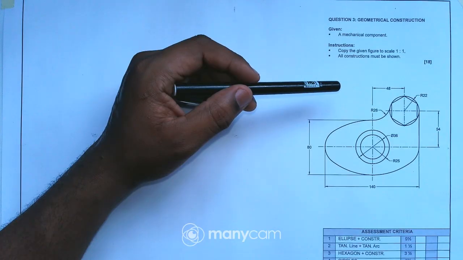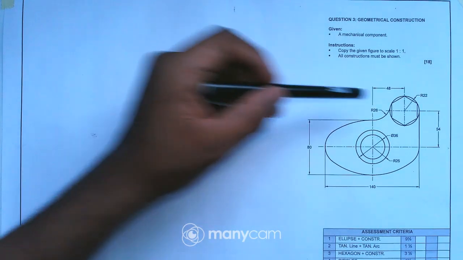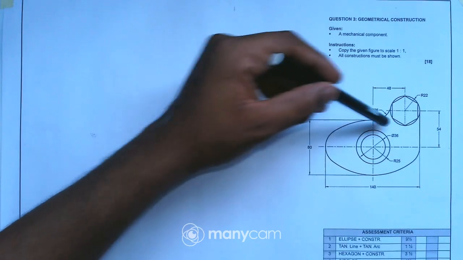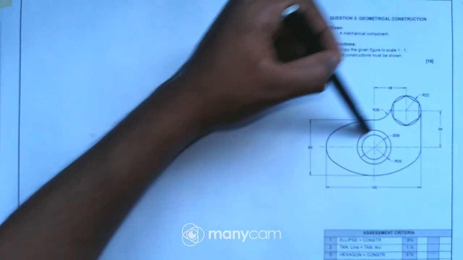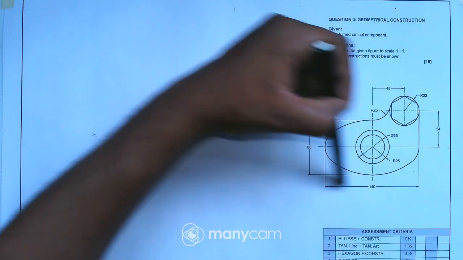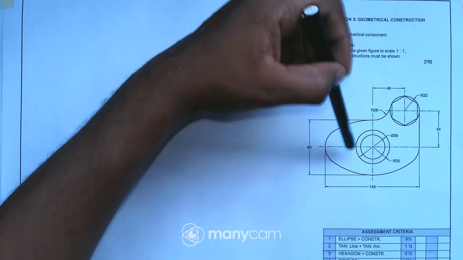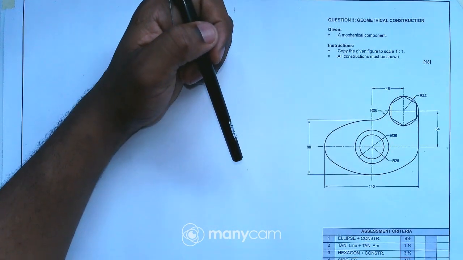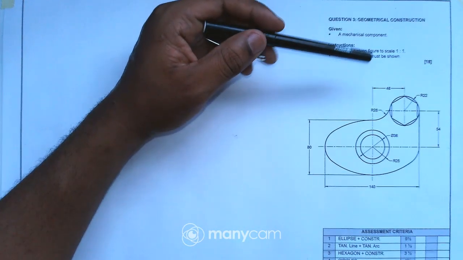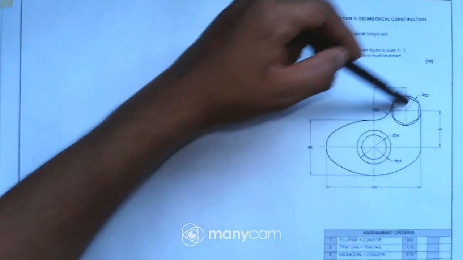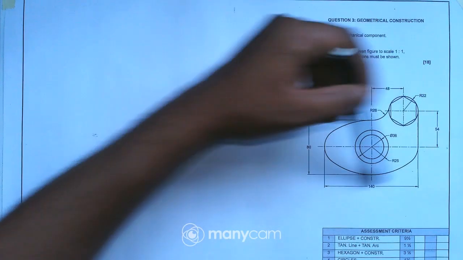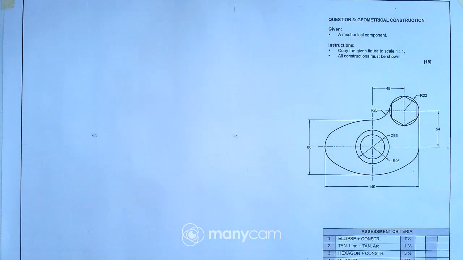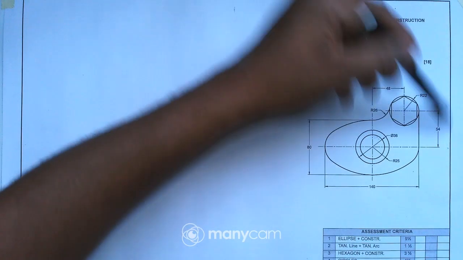My aim here is to show you how to construct an ellipse. As you can see, this is an ellipse, even though it's not the full ellipse, but I can see that, okay, this is an ellipse. So I'll show you how to construct an ellipse. Obviously you know how to draw circles and hexagons. So my aim here is to show you how to construct an ellipse, but obviously I'll do the whole question.